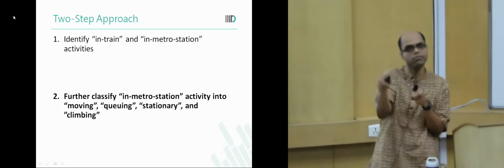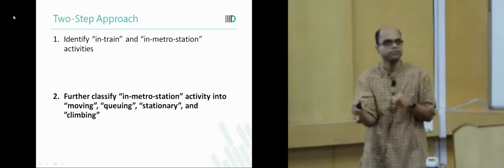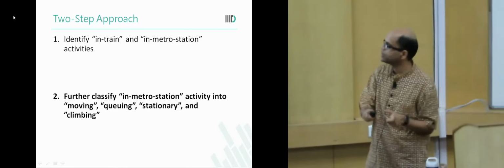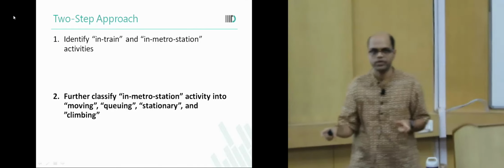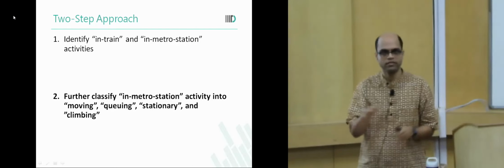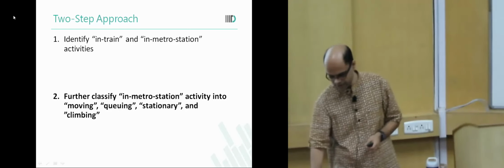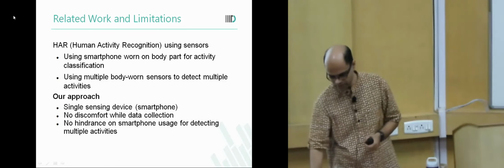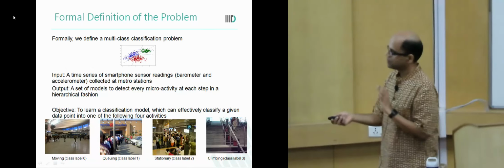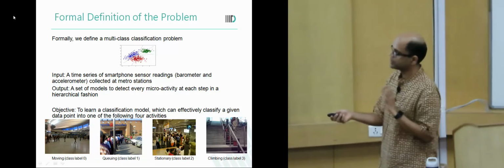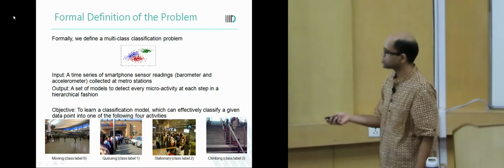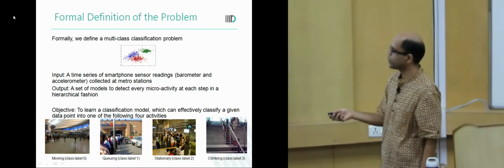Now the second thing: taking the in-metro-station activity and dividing it into moving, queuing, stationary, and climbing. I will go through this very fast because we don't have time to go entirely into detail about what is happening. Let me give you these pictures first. When I say moving, it's walking in the station. The queuing is like this. Stationary, you're just waiting.